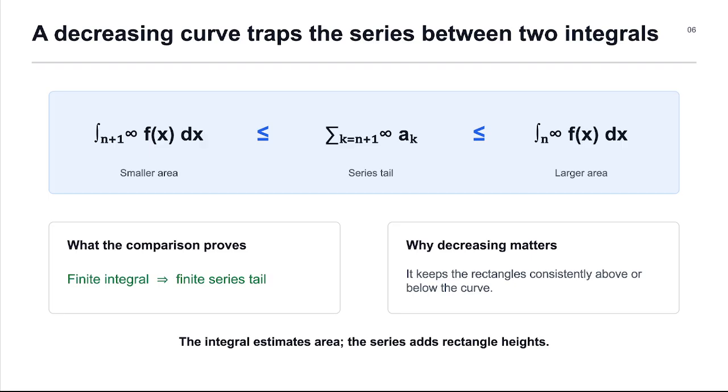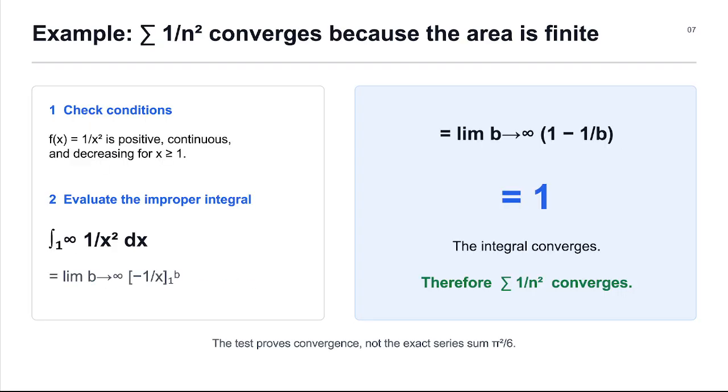This comparison between discrete rectangles and continuous area is the reason the integral test works. Example with 1 over n squared. Now we will apply the integral test for the series from n equals 1 to infinity of 1 over n squared. We choose the function f of x equals 1 over x squared.